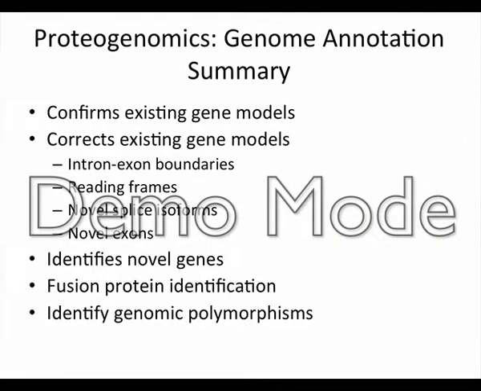So just to summarize the genomic annotation part of proteogenomics, we can confirm existing gene models, we can correct the gene models based on both intron-exon boundaries, reading frames, novel splice isoforms, and novel exons. We can identify completely novel genes. We can identify fusion proteins, which I will discuss in a bit more detail as well. And we can identify genomic polymorphisms such as single nucleotide variants, et cetera, which we're going to go into detail about as well.